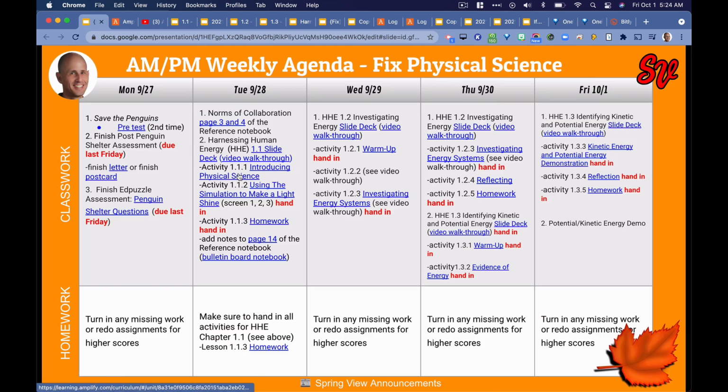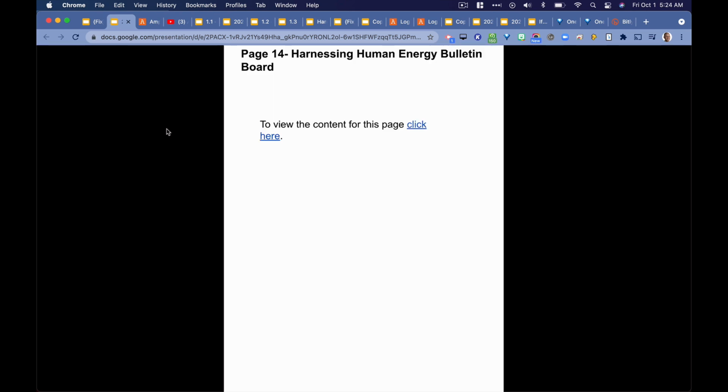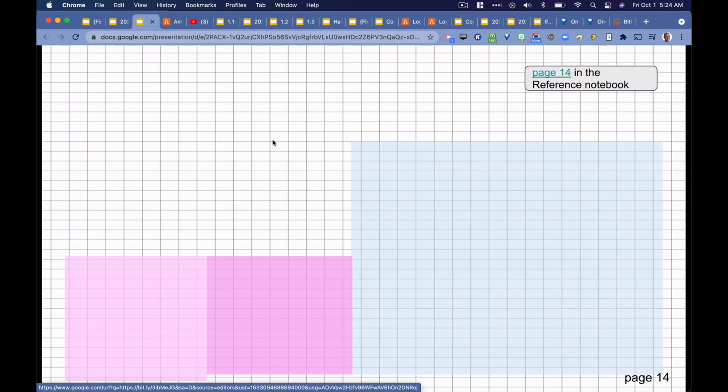So they did activity 1.1, introducing physical science, activity 1.1.2, using simulation to make light shine, and 1.1.3, homework, and they hand it in. On the agenda, it shows what they need to hand in for each of these activities. And then, very important, we add things to the bulletin board notebook. On page 14 of the reference notebook, they need to add it, and I give a link to a format that's a little bit more friendly.